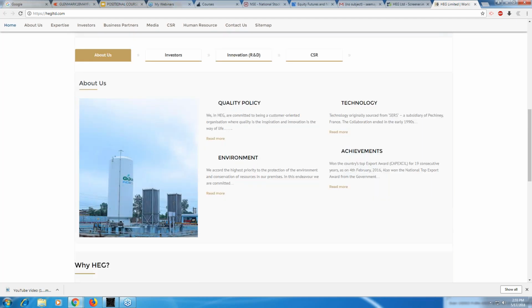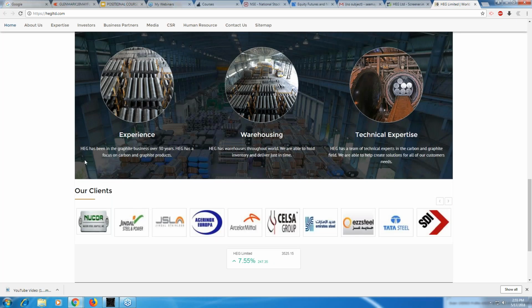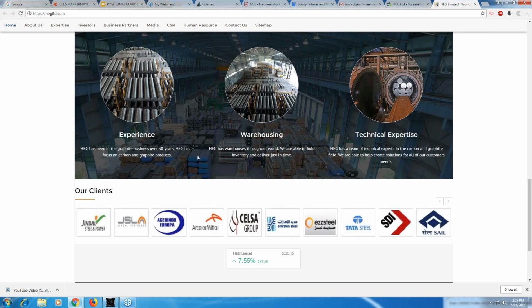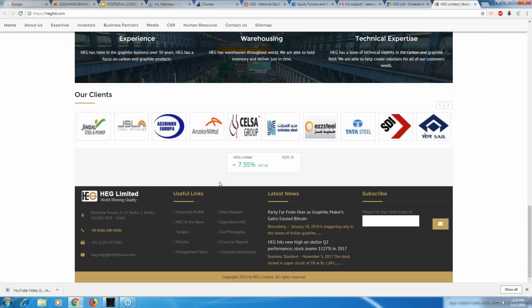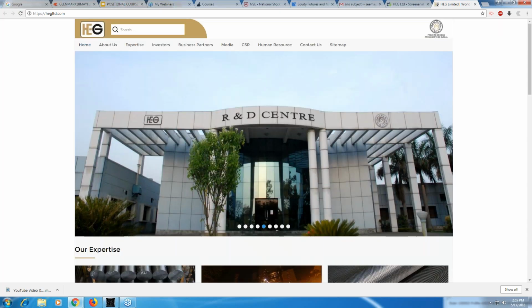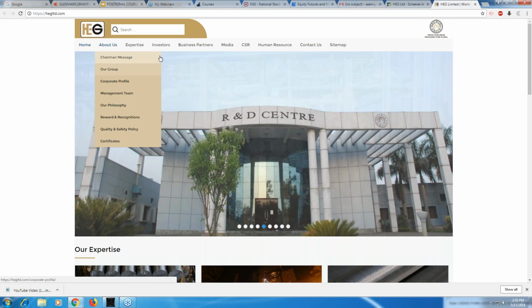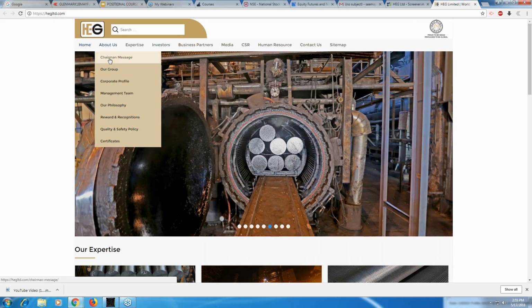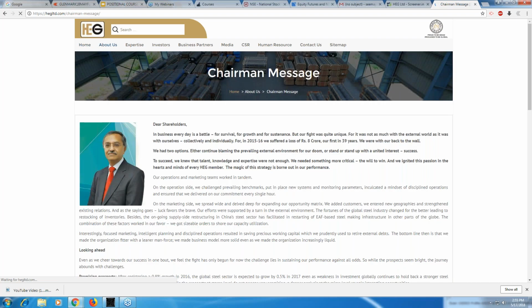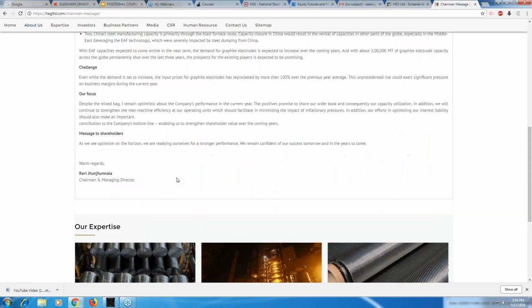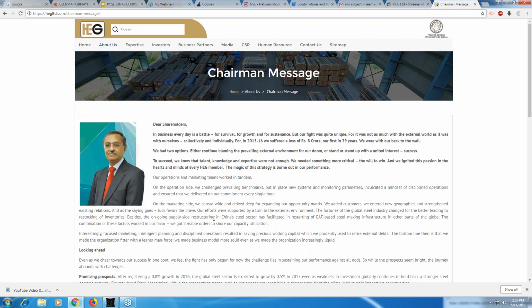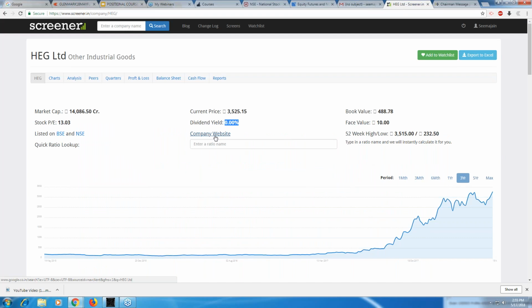This is the huge warehouse that you can see, and you can read about us, about the management, who is managing it, who is the chairperson. The chairperson is Ravi Jhunjhunwala, and here you can read what they are planning. You should know everything about the company that you will be investing in. So let's go back to screener.in. You can go directly from here to its website.